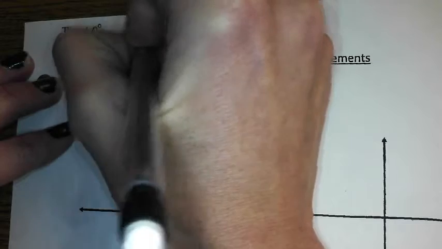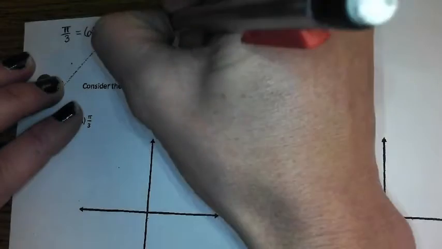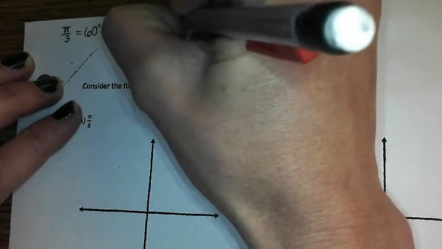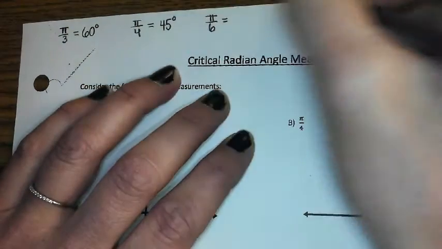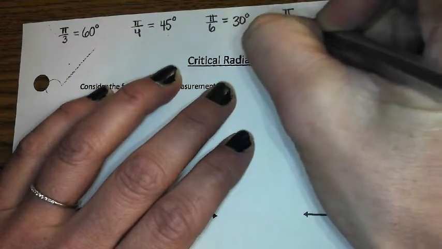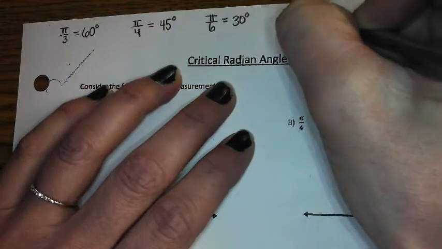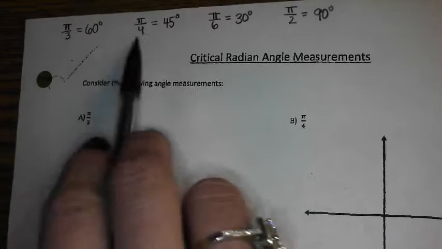Pi over 4 is what? 45. That's 180 degrees split into 4 parts. Pi over 6, what is it? 30 degrees. And pi over 2, 90. These are the 4 critical radian denominators that we have to get used to: a denominator of 3, 4, 6, and 2.